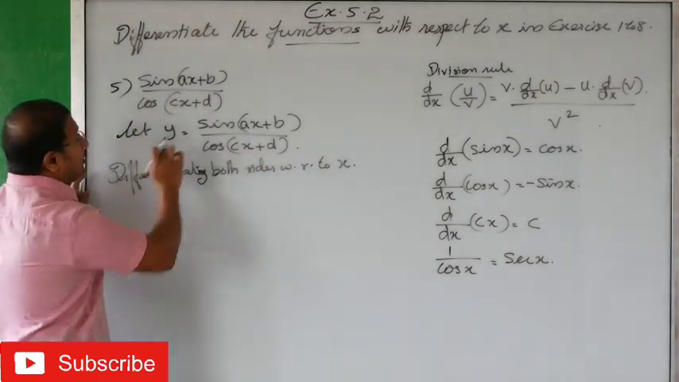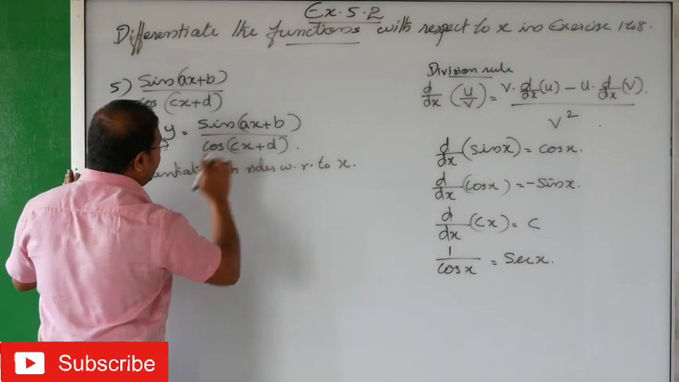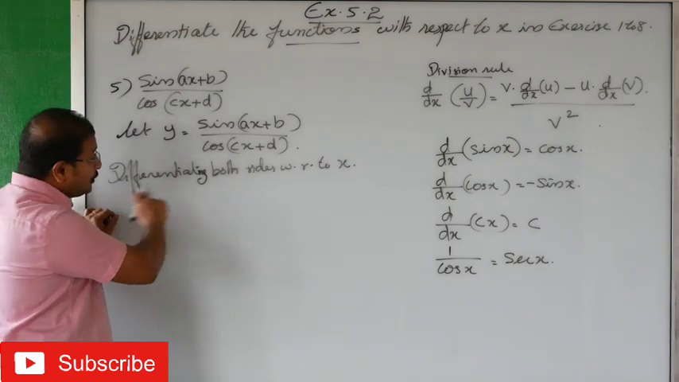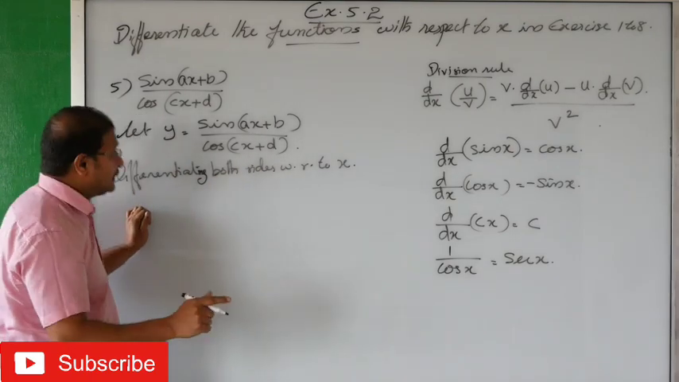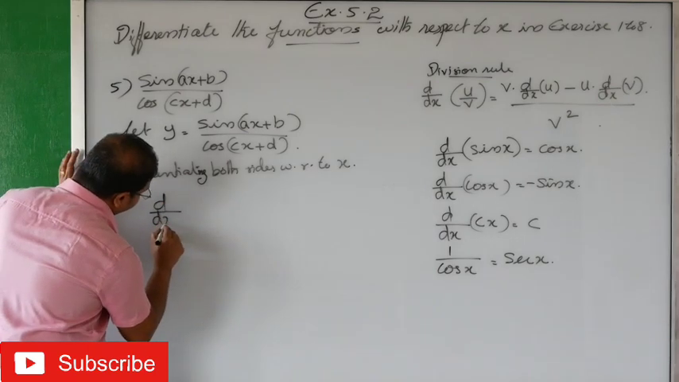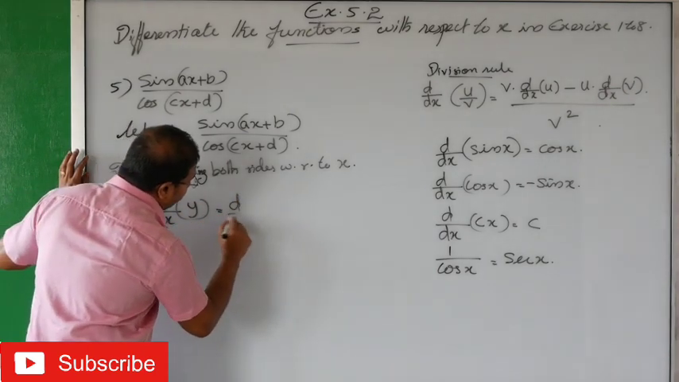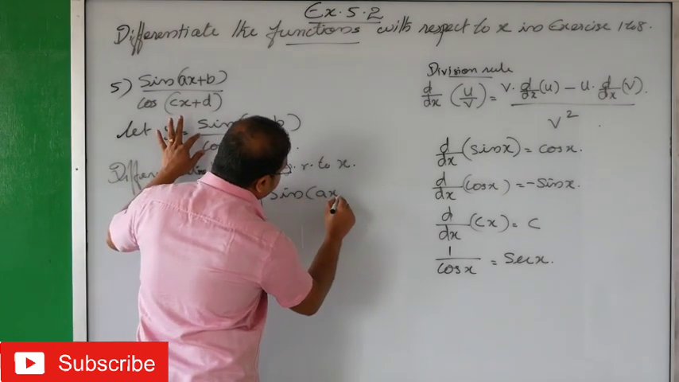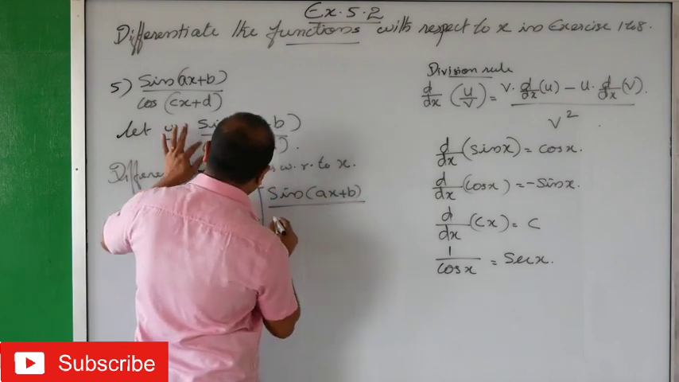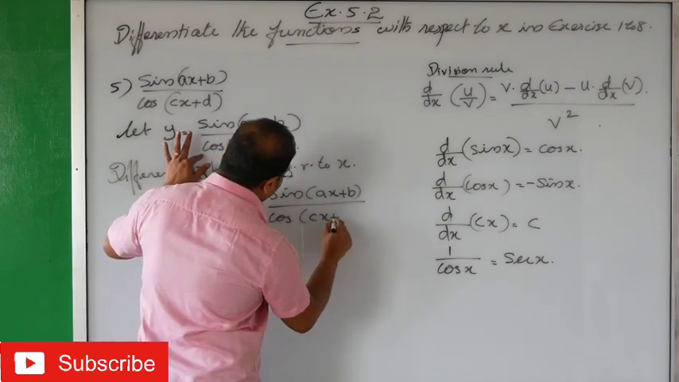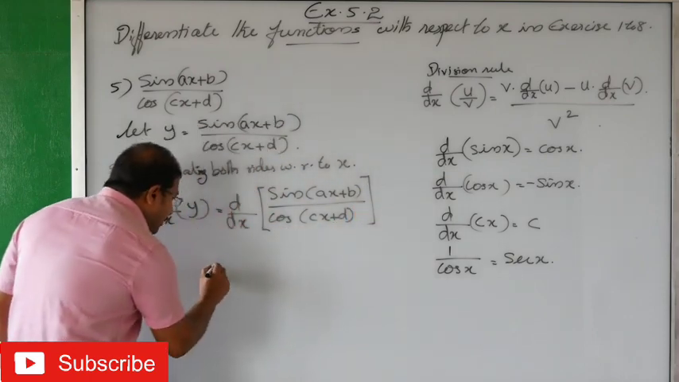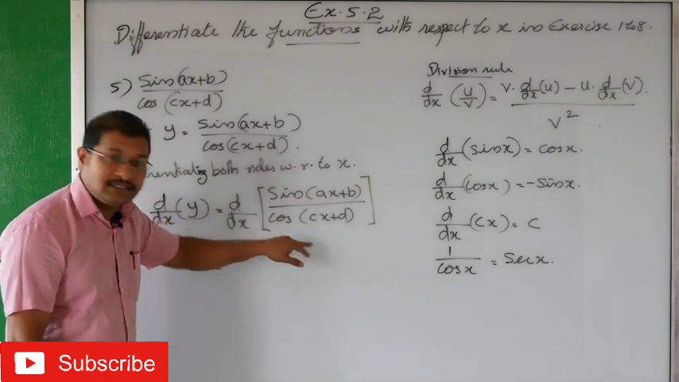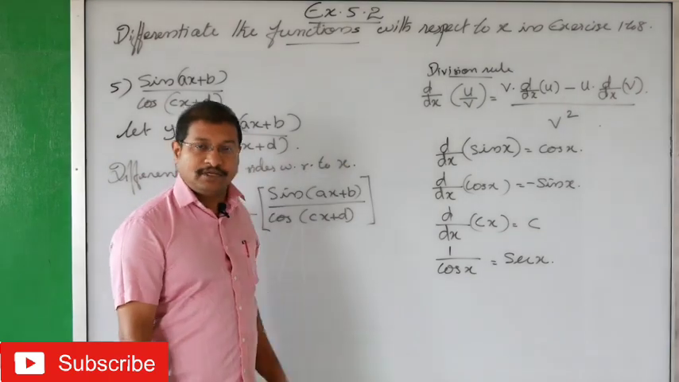First we'll write let y equals sine of (x plus b) by cos of (cx plus d). Now what will you do? Differentiating both sides with respect to x. Now derivative of y equals derivative of, we have to write, sine of (x plus b) divided by cos of (cx plus d) equals. Now derivative of u by v. U by v means we have to use division rule. Division rule means what will you do?